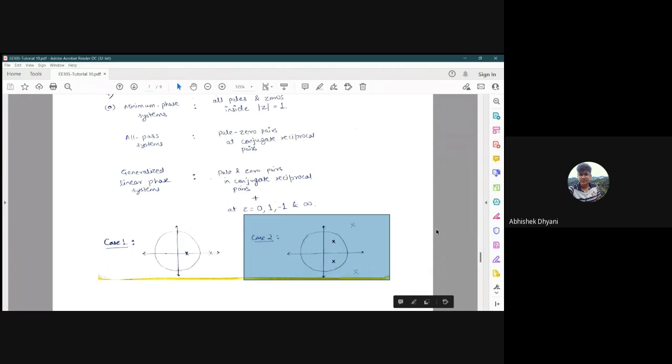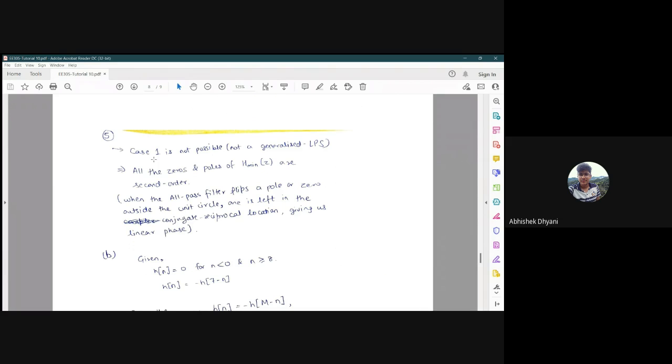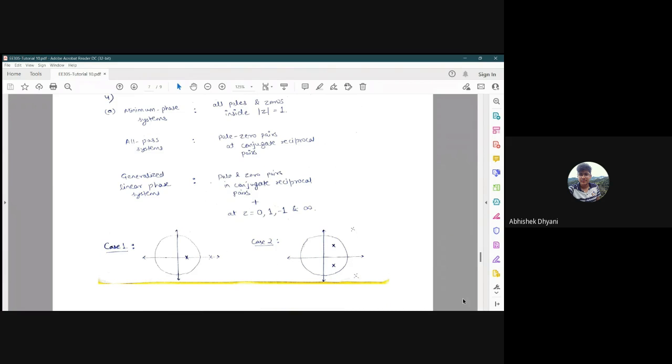So what we can say is that if we want the overall system to be a generalized linear phase system, then the minimum phase part, or the poles which are inside the unit circle, must be in a complex conjugate pair. Or we can say that the minimum phase system must have an order of at least 2. So that is what this says, that all the zeros and poles of H min z must be of second order in order for that equation to be satisfied, that the overall system is a generalized linear phase system.